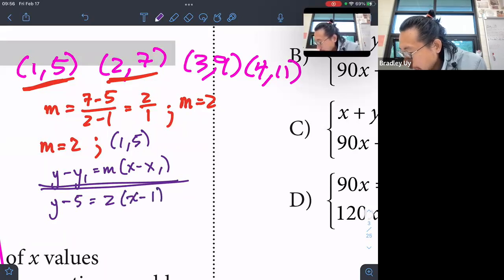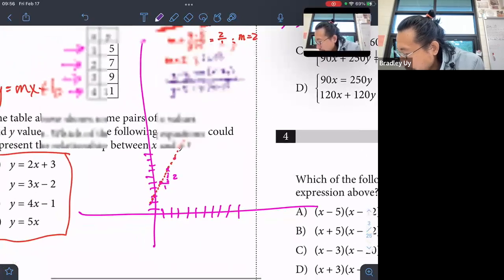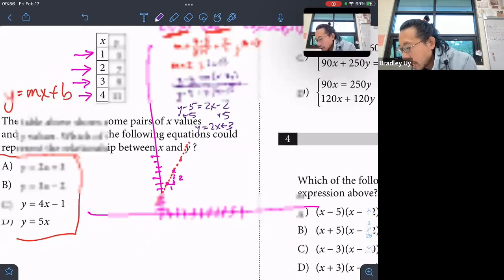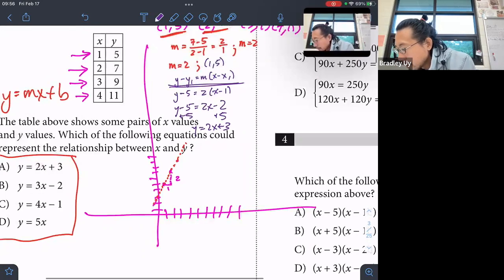Now this doesn't look like any of the equations, but what we have to do is transform this into slope-intercept form. The first thing you're going to do is distribute, and last add 5 to both sides, and you will get y equals 2x plus 3, which is answer number A. Okay, good.